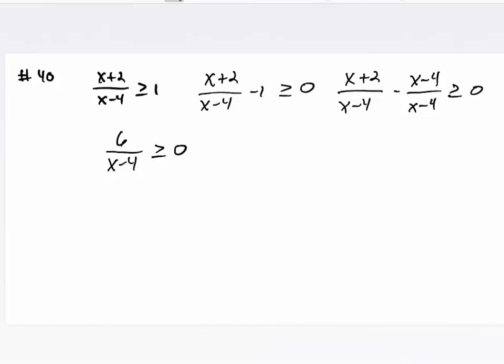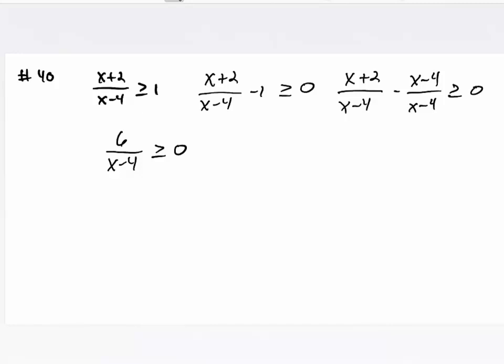And so originally we had x plus 2 divided by x minus 4 is greater than or equal to 1. We have to combine everything. We have to have 0 on the right-hand side. Usually that's the best side to have it on. You want the variables on the left. When we go ahead and combine everything, we end up with 6 over x minus 4.